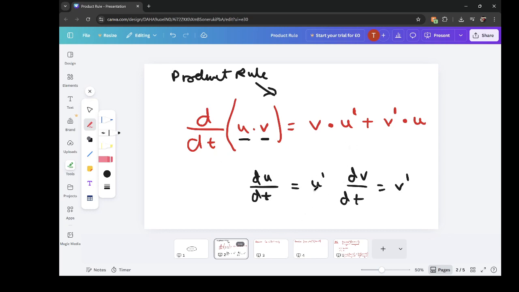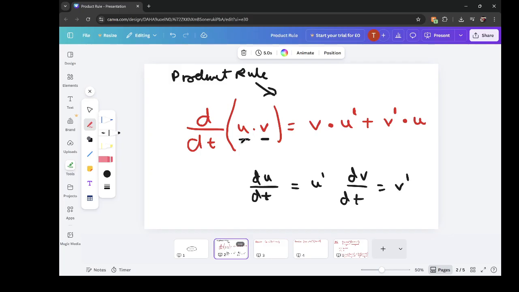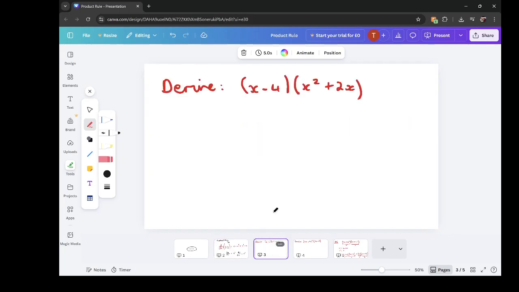Now, this is the product rule in general. Very simple, yes? Let's get right into solving some questions then. Okay, now, first thing that you have to do is look for your u and your v when applying the product rule. So what could be our u and v over here? I want you to pause the video and have a go at trying to figure out what the u and v is. Okay, hopefully you've had a go.